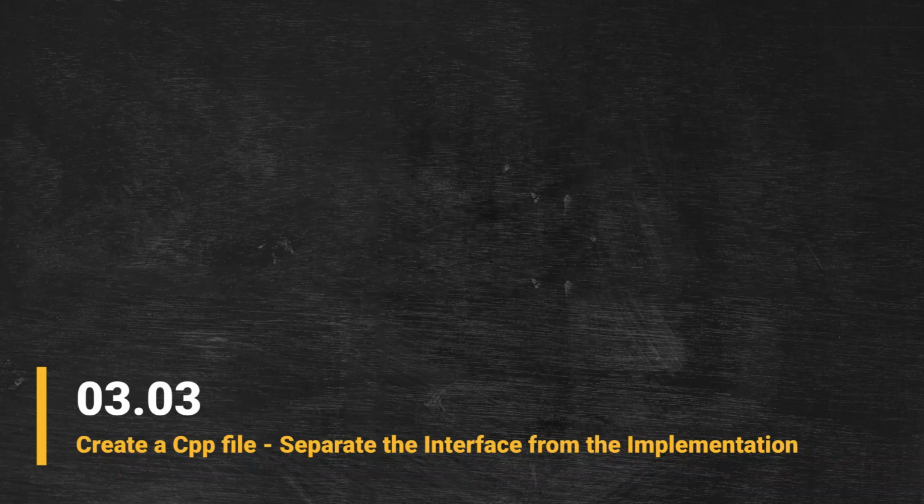Now that we have our header file acting as the interface, it's time to build the engine. In this lecture, we will create the .cpp file, also known as the source file. This is where the actual logic for our lead class will live, keeping the implementation details hidden away from the main sketch.